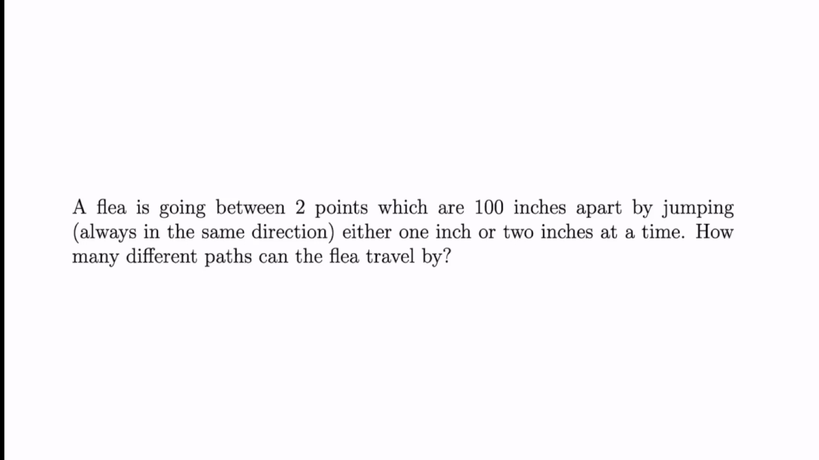A flea is going between 2 points which are 100 inches apart by jumping, always in the same direction, either 1 inch or 2 inches at a time. How many different paths can the flea travel by?